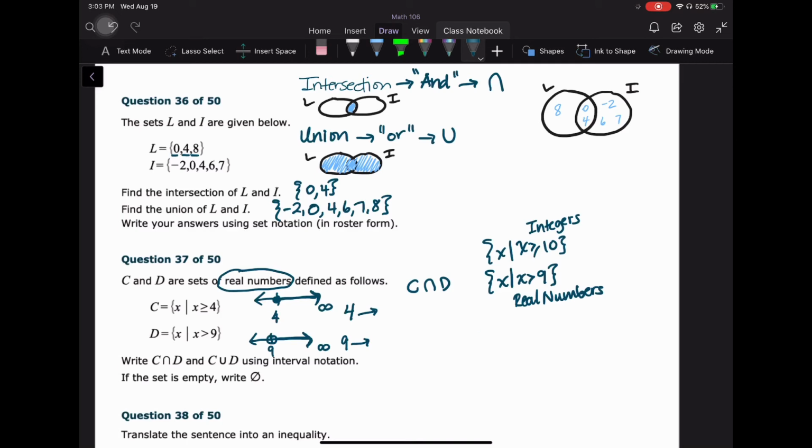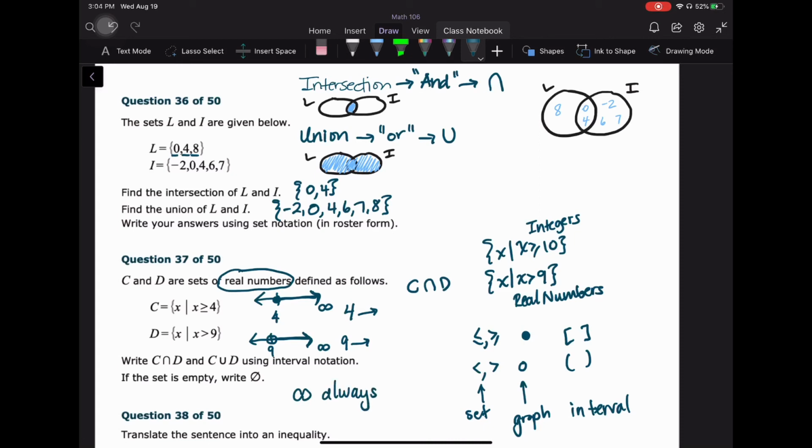Whenever we have less than or equal to, greater than or equal to, less than, or greater than, we have different symbols. On a graph, that's a closed circle. And in set notation, this is what you would see. And in interval notation, you would see brackets for greater than or equal to and less than or equal to, and you would see parentheses for less than or greater than. And infinity always has parentheses because infinity is an idea, it's not an actual number.